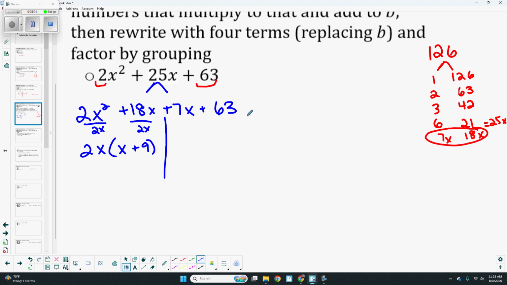Right here, I can take a 7 out of both. So when the 7 comes out, 7x over 7 is x. 63 over 7 is 9. They matched. So x plus 9 is one factor. And leftovers, 2x and a positive 7 are the others.